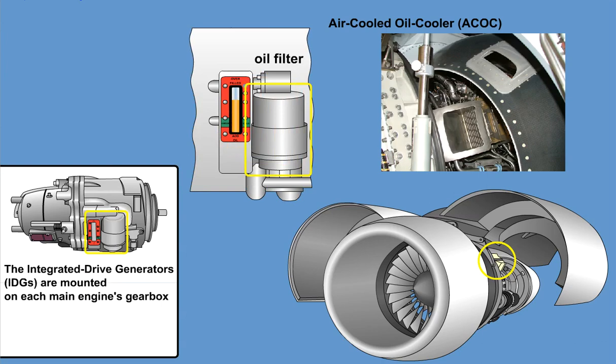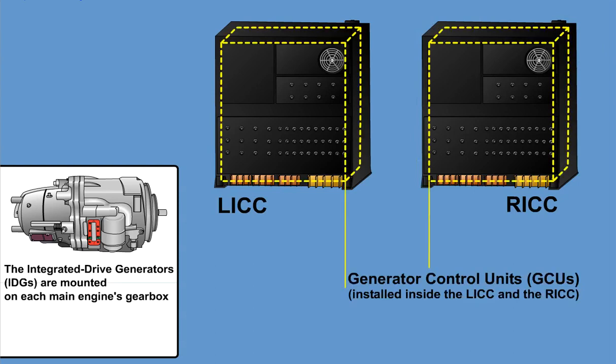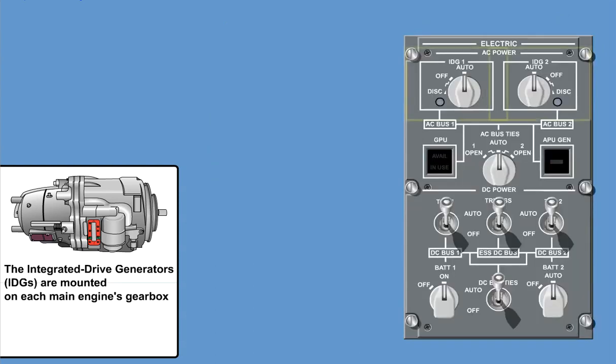Operation of the IDGs is monitored and controlled by the generator control units, GCUs. The two IDG selector knobs are located on the electric control panel in the cockpit and must be in the auto position during normal operation.